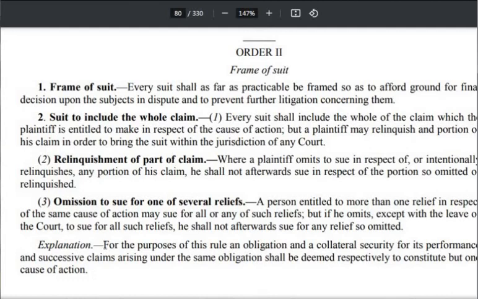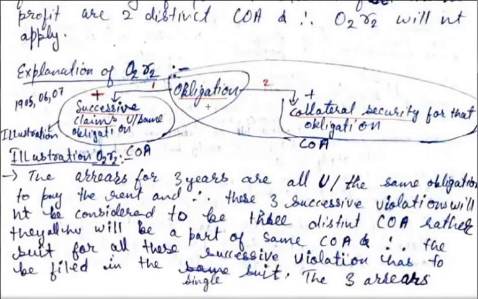दूसरा पार्ट ऐसे पढ़ोगे, for the purpose of this rule, an obligation and a collateral security for its performance shall be deemed respectively to constitute but one cause of action. So दो चीज ये कह रहे हैं. One, they are saying an obligation, you understand obligation, a legal duty. Obligation plus successive claims under the same obligation.